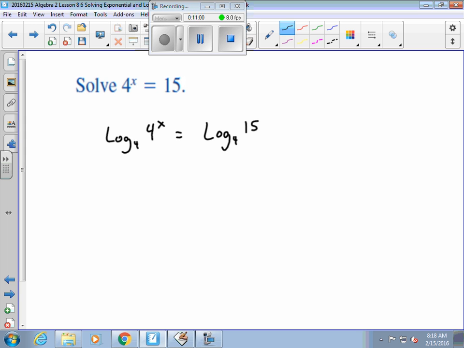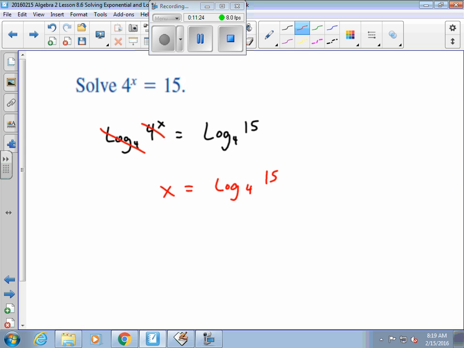So the only thing we added to this problem is we took the log base 4 of both sides. Since we have the same log base 4 of 4, this can now cancel out and leave us with just the variable, which is what we want. Now it says x is equal to log base 4 of 15.